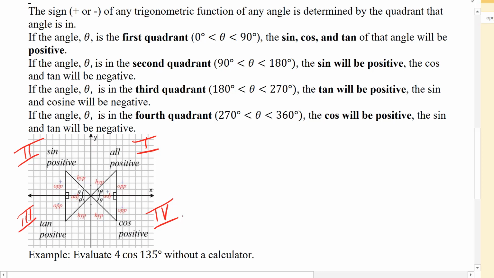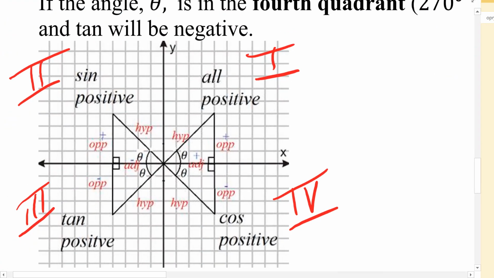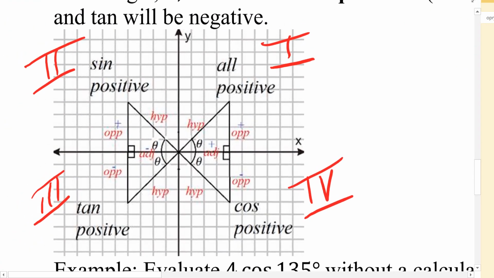All right, so think about it. In the first quadrant, let me make this really big so you can see the signs I put on there. Notice in the first quadrant, your adjacent is positive. The x-coordinate is positive, and your y-coordinate is also positive. So everything's positive on your triangle in the first quadrant. For any angle between 0 and 90, all the trig functions will be positive, whether it's opposite over hypotenuse, adjacent over hypotenuse, or opposite over adjacent. It all turns out positive.